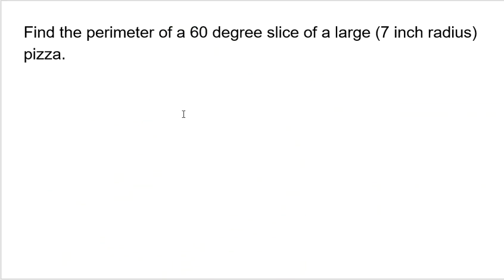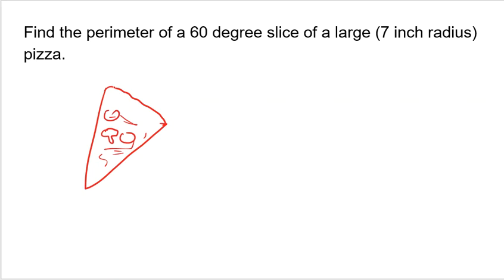Find the perimeter of a 60-degree slice of a large 7-inch radius pizza. All right, so we got a big old slice of pizza here. We love the slice of pizza. Here it is. Got some pepperoni on it. It's got some mushrooms on it. It's got some cheese. Okay. What we want to do is find the perimeter. The perimeter is all the way around the outside, not just the arc, right? All the way around the outside is the perimeter of a piece of pizza.